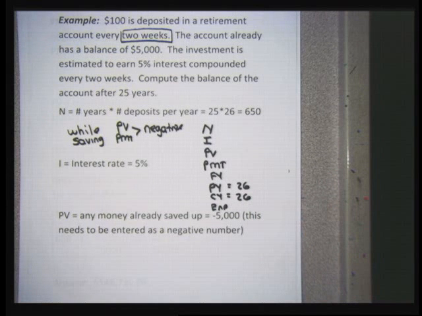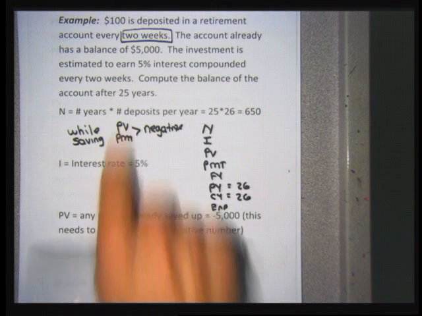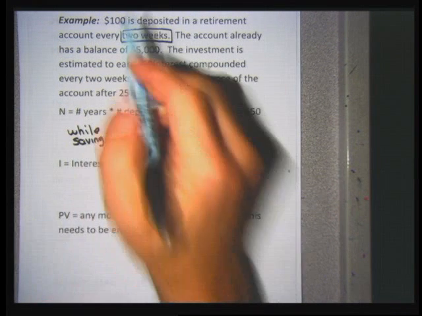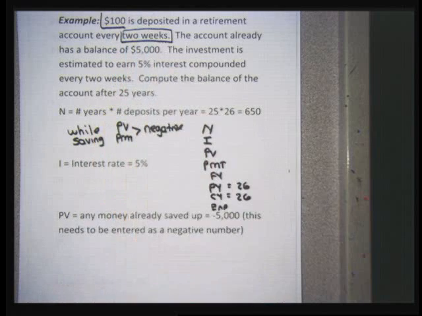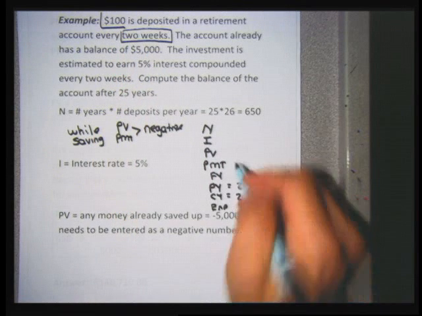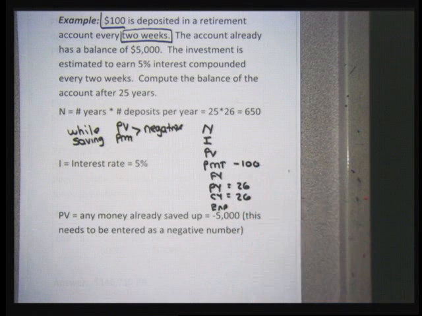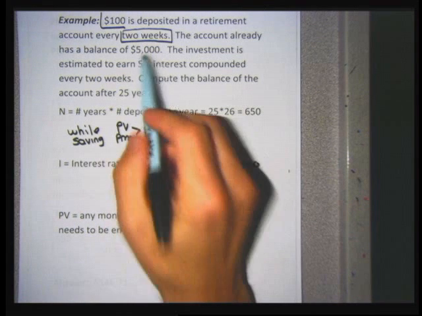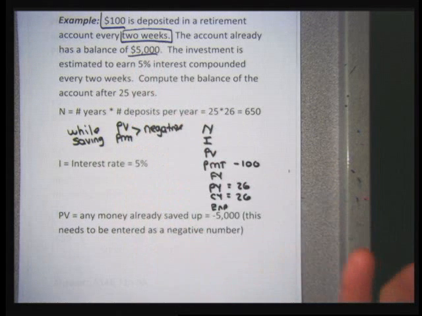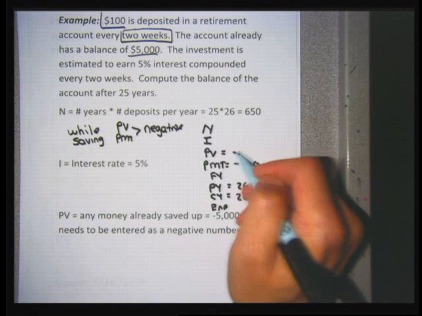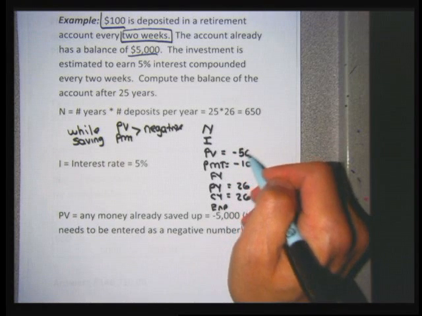Now I'll go through the problem, and I'm trying to find the value after 25 years. So I'm not spending, I'm saving. The first dollar amount is an amount that I'm depositing every 2 weeks, so it's a PMT, and while I'm saving, the PMT goes in as a negative. The account already has a balance, that's a present balance of $5,000, so that's a present value, its current balance, and while I'm saving, both the PMT and the PV get tagged with negative signs.